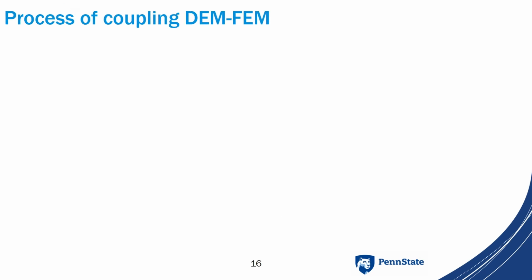So now we will look at the process of coupling DEM and FEM. To begin with, we have to define the problem. In this initial step, the engineering problem or physical phenomenon being studied is well defined. This involves specifying the materials, boundary conditions, geometric configuration, and any other relevant parameters necessary for simulation.